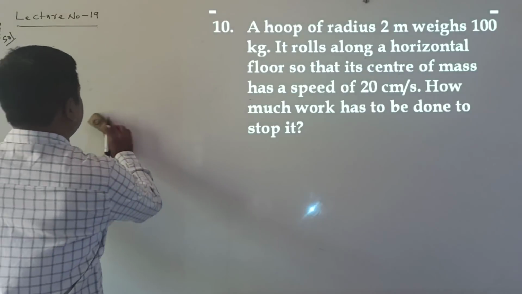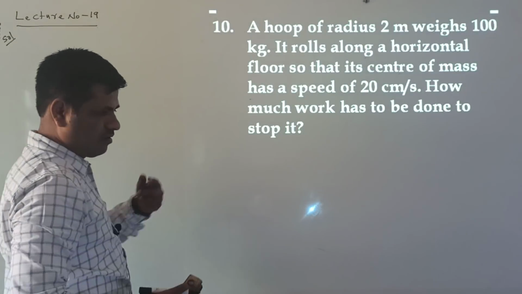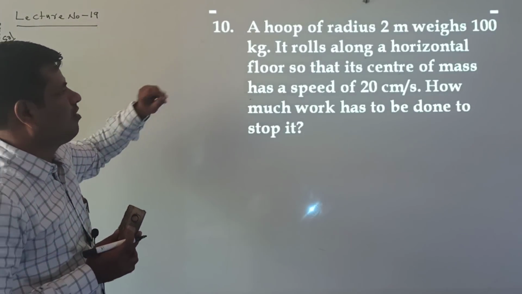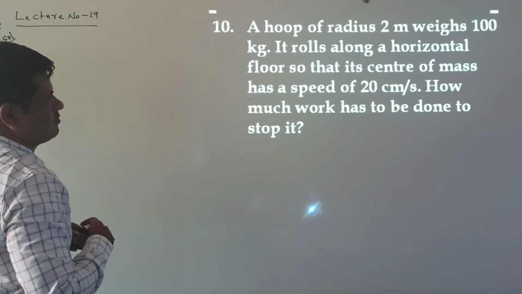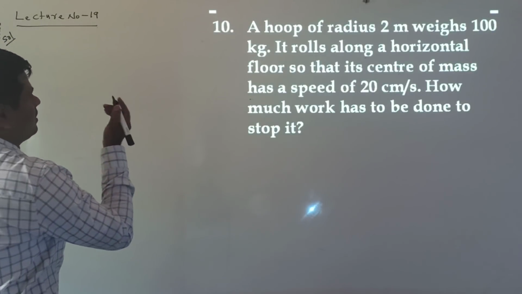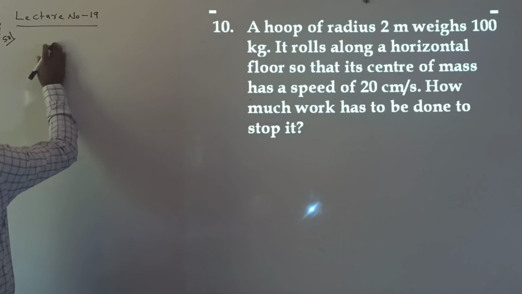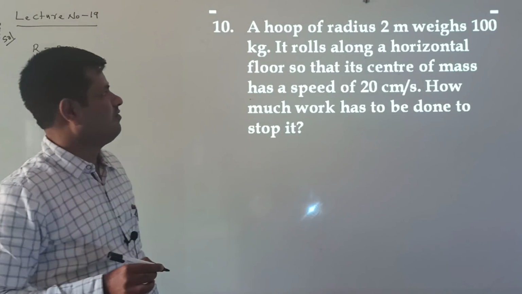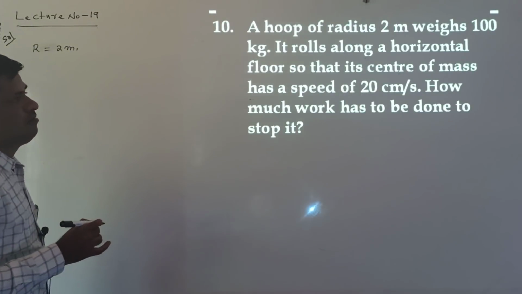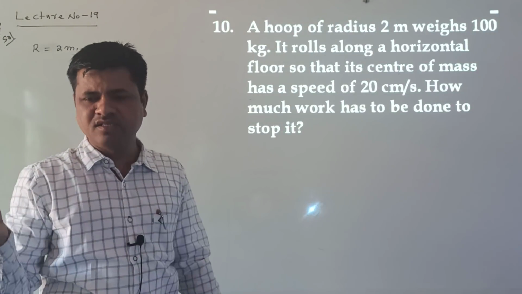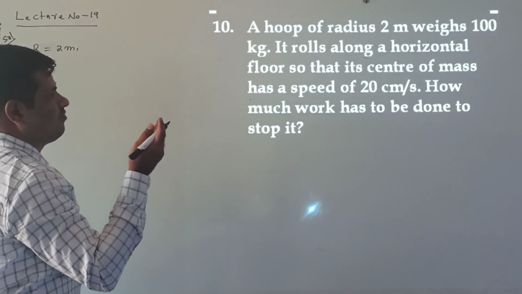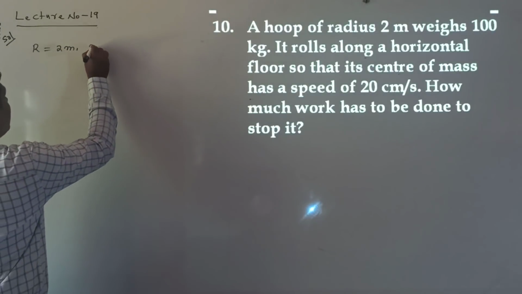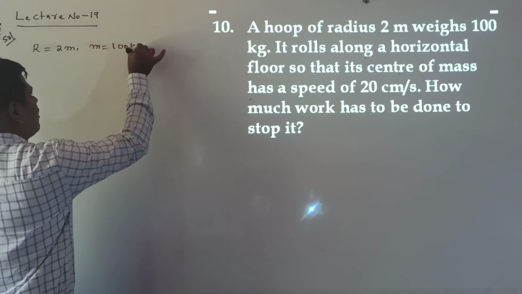A hoop of radius. A hoop is nothing but a wheel. That is a hoop of radius R is equal to 2 meter. Radius is given. Radius is 2 meter and weighs 100 kg. Weighs 100 kg means that is the mass given, not weight here. 100 kg mass is given.